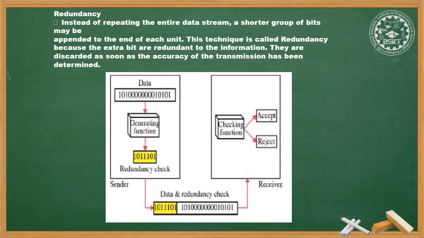Those are redundant, meaning useless bits, but those are needed to check whether an error has occurred or not. So if in the redundancy check we find that data is safe, not corrupted, we accept the data. If data is not safe, it is corrupted, then we can reject the data. In the diagram you can see that the data frame is there. We generate redundancy bits, then we append those bits.